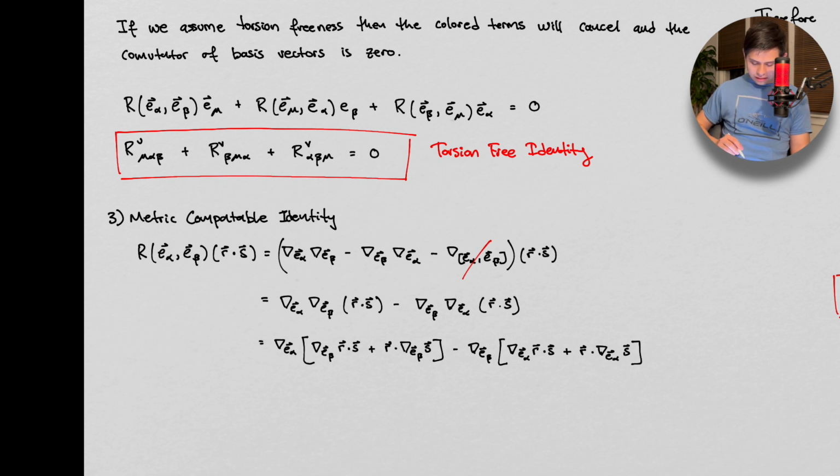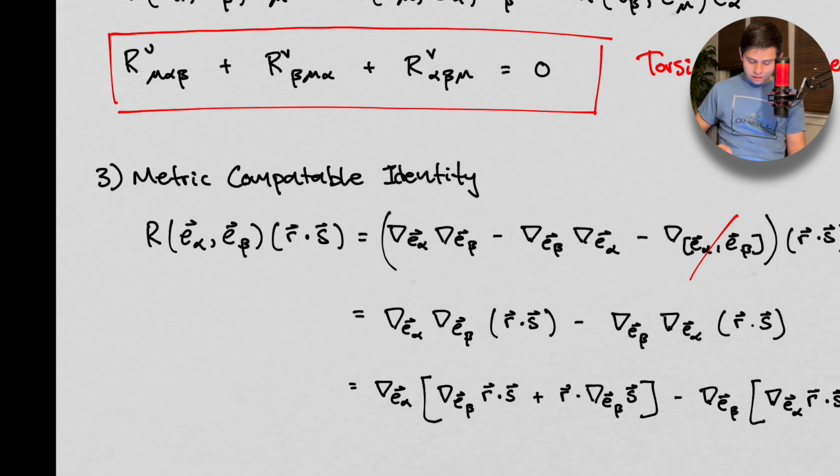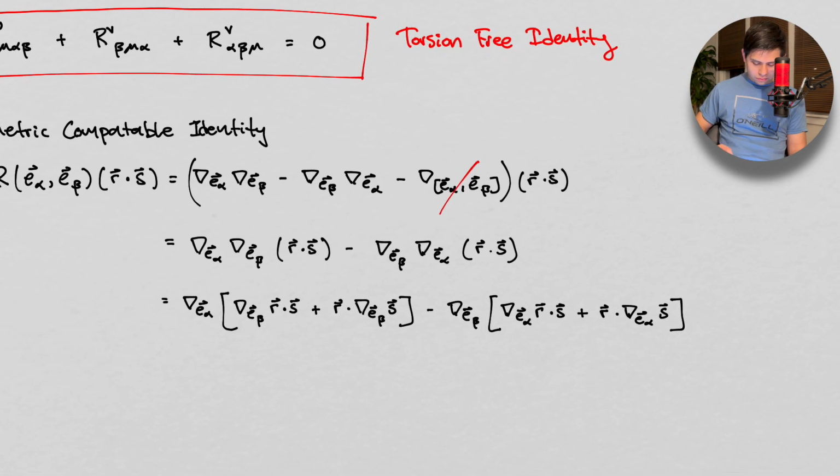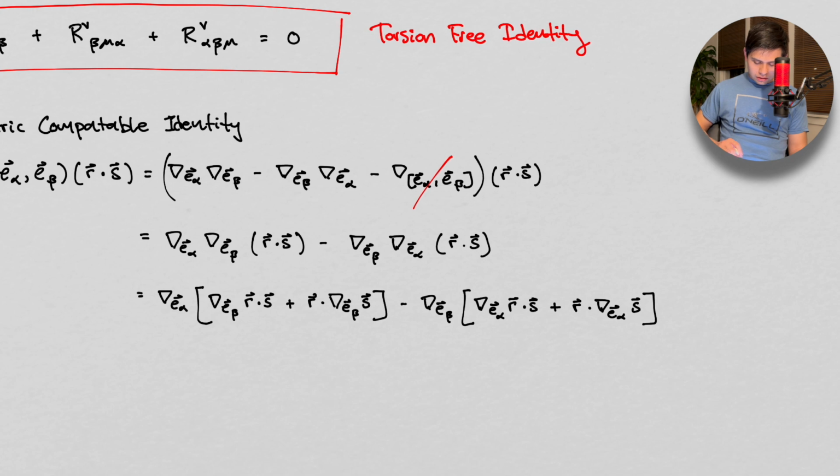Metric compatible identity. So what we want to do here is, again, we're just expanding out. We're doing everything in terms of basis vectors. What we're going to do is take the Riemann curvature tensor and have it act on an inner product. We'll see what that does, because we can expand this out. This guy goes to 0 again because these are basis vectors. We can expand this out like this, and we get this guy right here. All right.